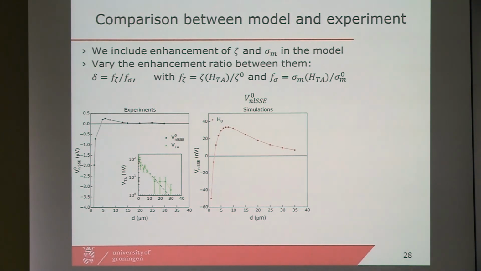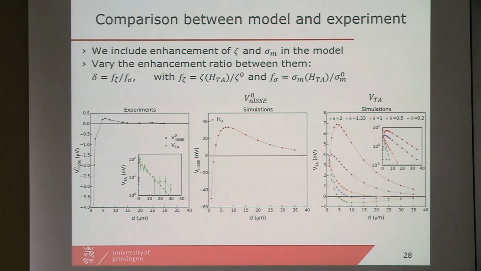And then we include this enhancement of zeta and sigma in the model, and we vary the ratio between their enhancements. Delta describes how much sigma and how much zeta are enhanced at the resonance field. So delta of 1 means they're enhanced in the same way. Smaller than 1 means sigma is more strongly enhanced. Larger than 1 means zeta is more strongly enhanced. And then what we get is basically these results.